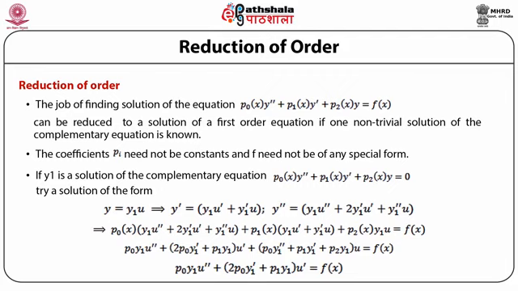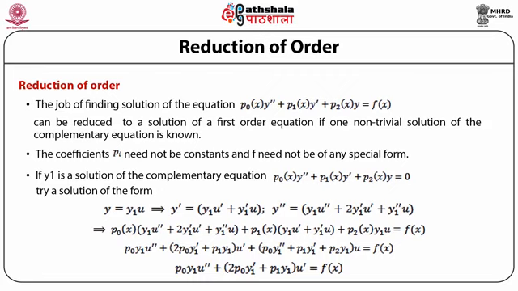We try a solution for the inhomogeneous equation of the form y = y1 u. Then the first derivative of y may be obtained as y1 u' + y1' u. Similarly, the second-order derivative of y can be obtained as y1 u'' + 2 y1' u' + y1'' u.